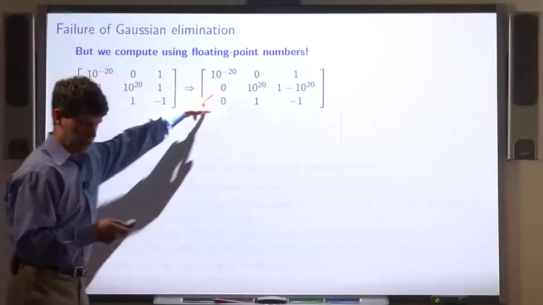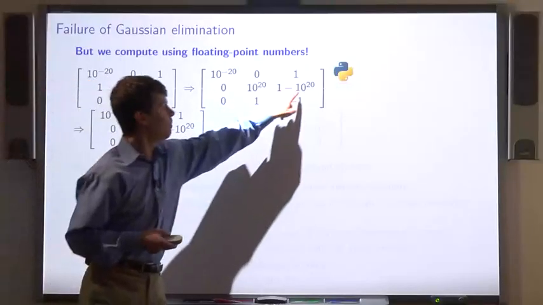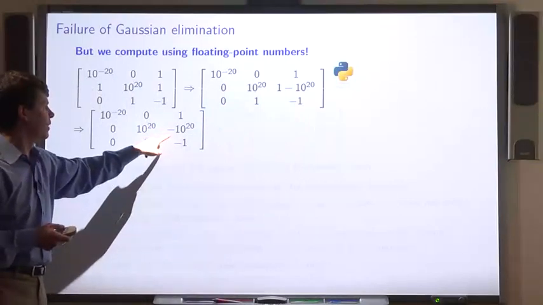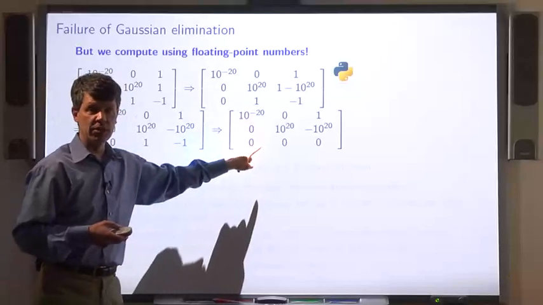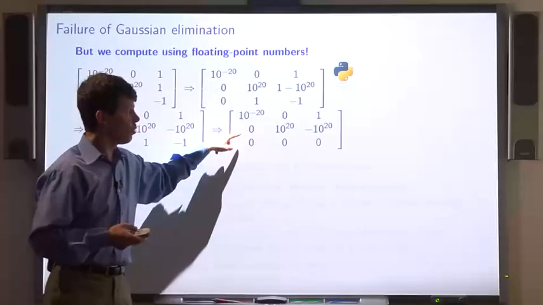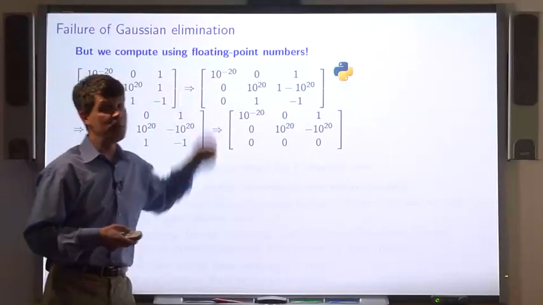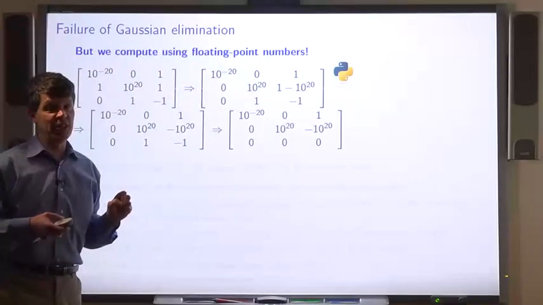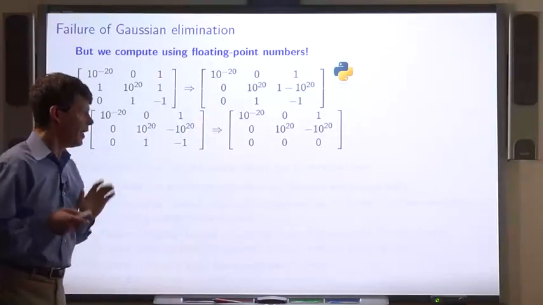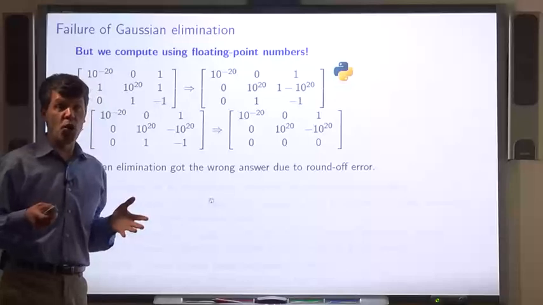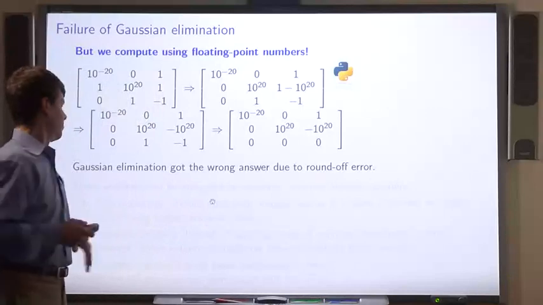Because of rounding error, therefore, the matrix that really results is this one, where we've replaced 1 minus 10 to the 20 with just minus 10 to the 20. One additional step of the algorithm results in this matrix, which leads us to think that the first two rows of this matrix form a basis for the row space of the original matrix. But in fact, the row space of the original matrix has dimension 3. So we've been misled. The problem is Gaussian elimination got the wrong answer due to round-off. Now, all of our algorithms are subject to such errors.